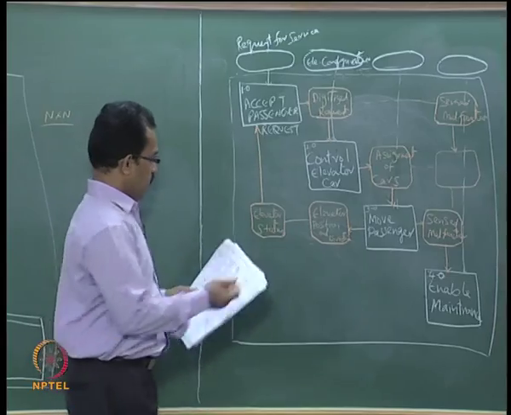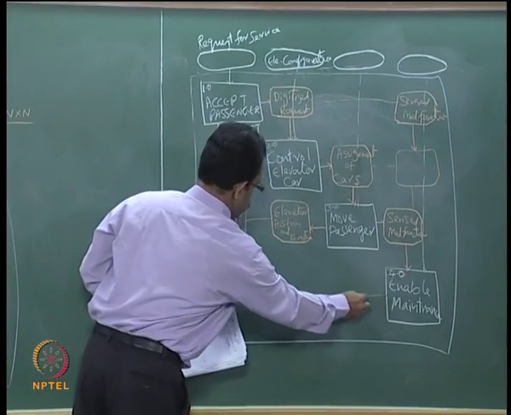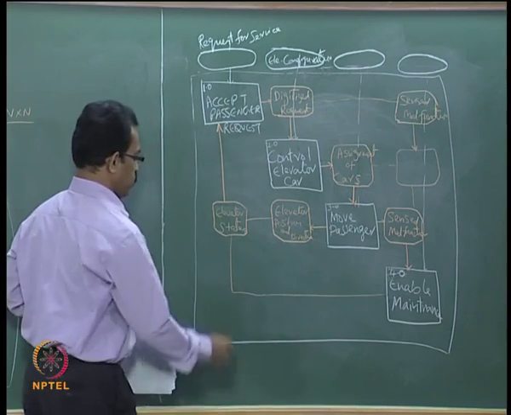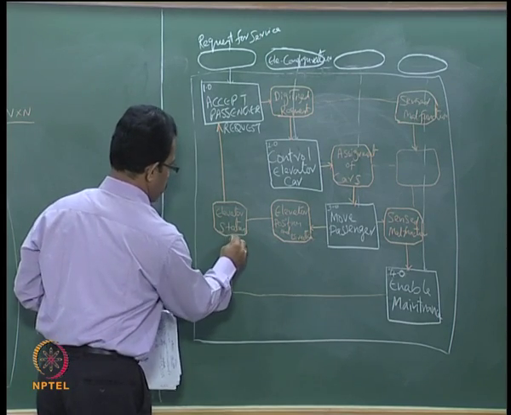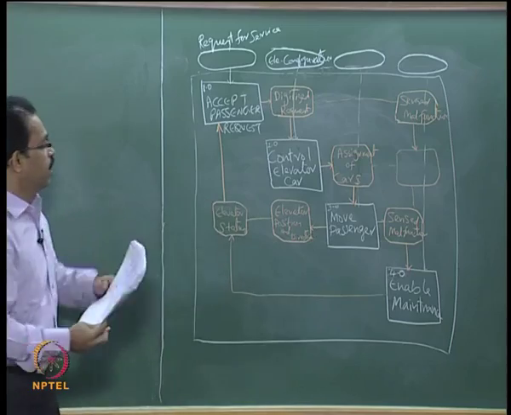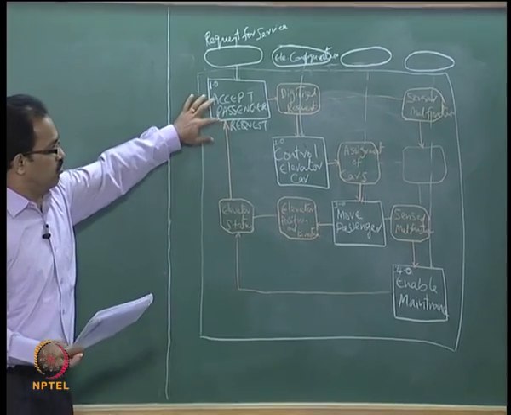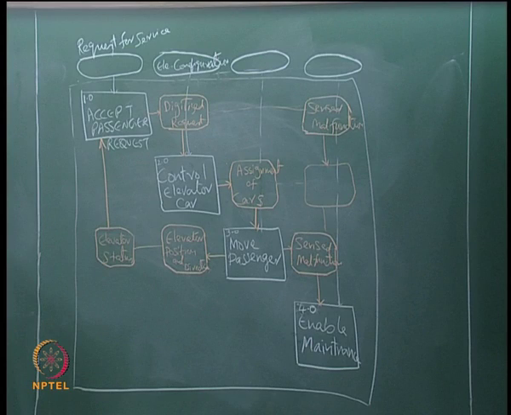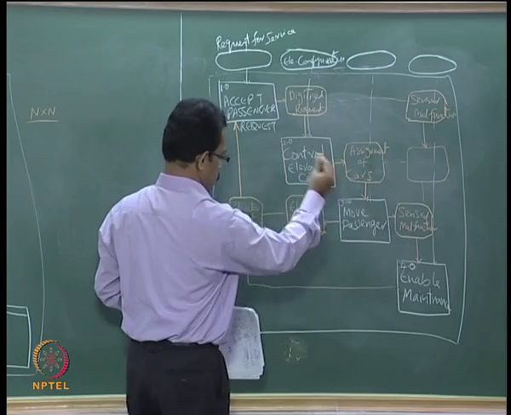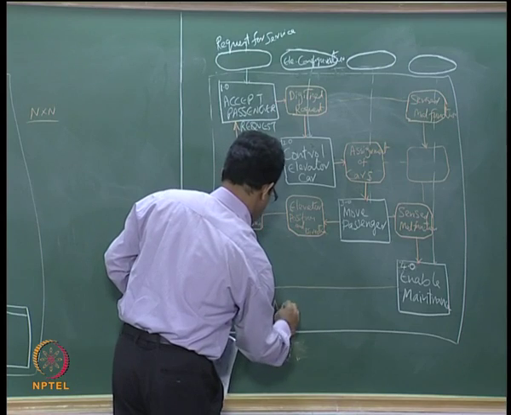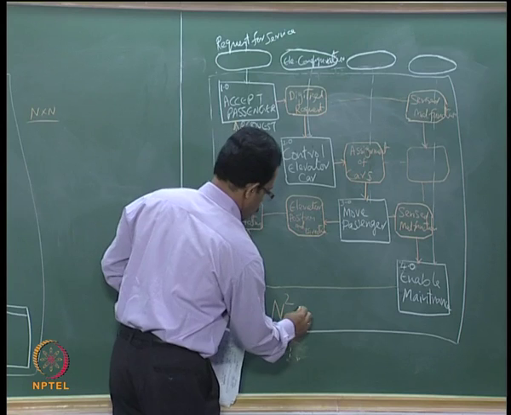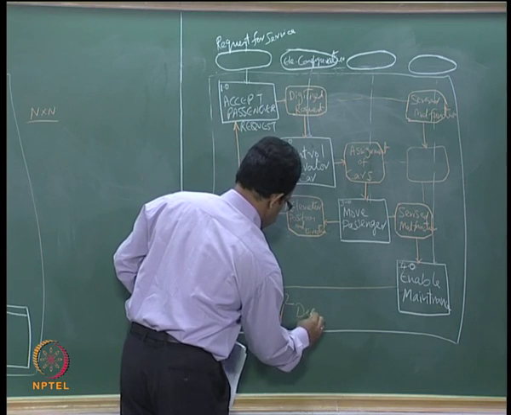Similarly, this enable maintenance will also be giving an output here about the status of elevator, and concurrently that output will be going to the accept passenger request function. It should be giving an output to the passenger. So this is again a simplified representation. You can have more complex, or you can represent all other functions also in this one. So this is the N2 diagram for elevator.